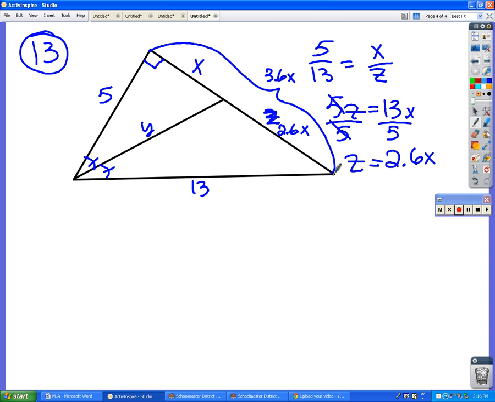Okay, so now I'm going to use the fact that this is one big right triangle, so that tells me I can do the what? The Pythagorean theorem. Good. So 5 squared plus, so this leg squared plus this leg squared, so plus 3.6x squared equals the hypotenuse squared. Now I need a little bit of calculator help. What's 3.6 squared?